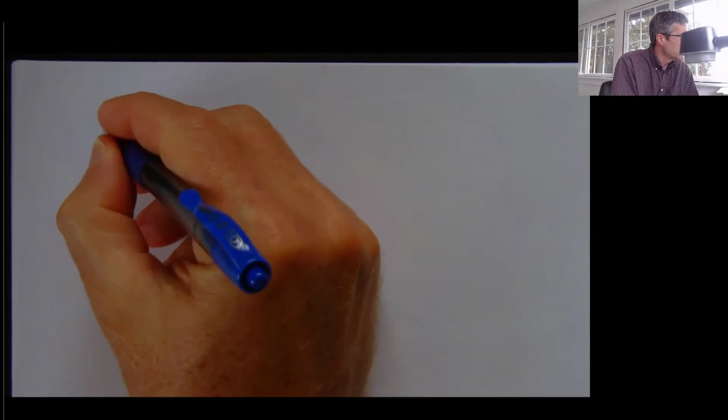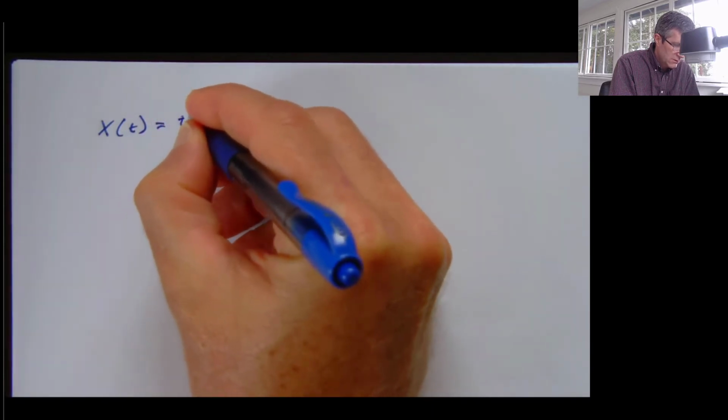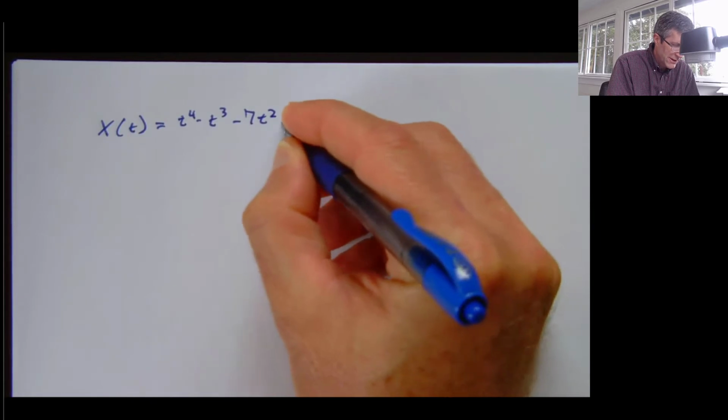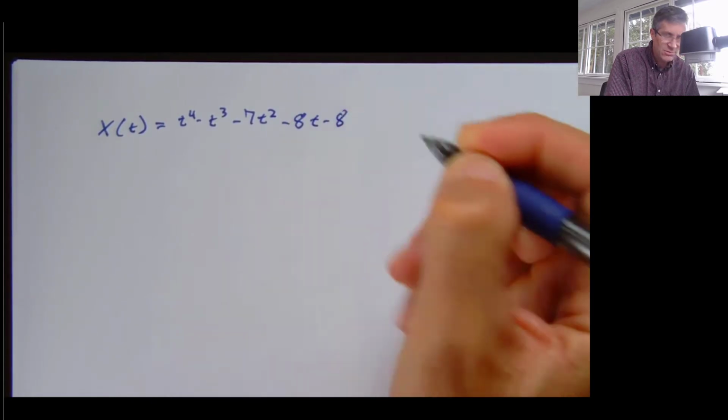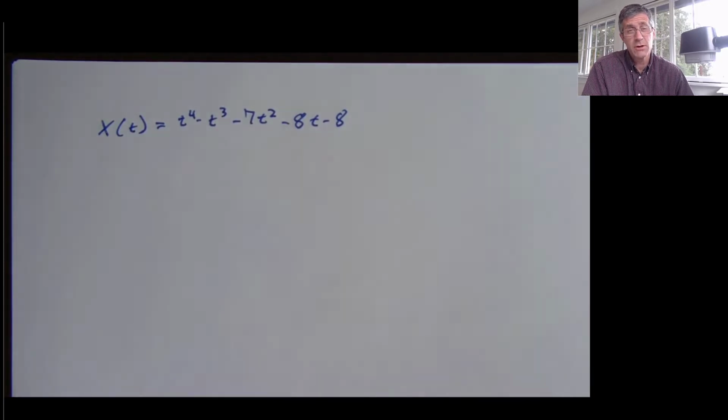So suppose we have a position graph that has some really gnarly function, right? So t to the fourth minus t cubed minus 7t squared minus 8t minus 8. Whew! Ugly. So this is some kind of graph. I don't know what it looks like, but we can start to figure that out, and we can find really important points on this graph if we're careful about it.